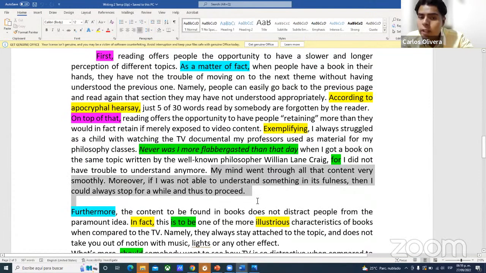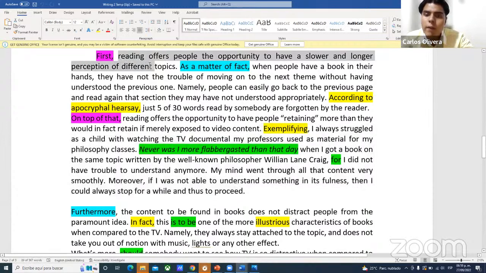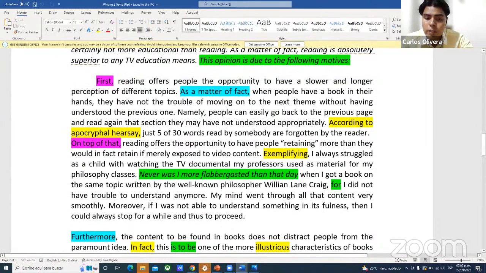So as you can see, dear Shirley, it's a matter of what? Of being personal and specific, or giving an illustration that helps to support your argument. My argument was that reading offers the opportunity to have a slower and longer perception of topics. How did I exemplify that? By saying that when I was watching documentaries, I didn't understand, but when I got a book on the topic of philosophy, I became very absorbed in the content. I could go back to the other page if I didn't understand something, and I got the feeling of understanding the subject. All right. As you can see, that will be the first paragraph. Is there any question, dear Shirley?